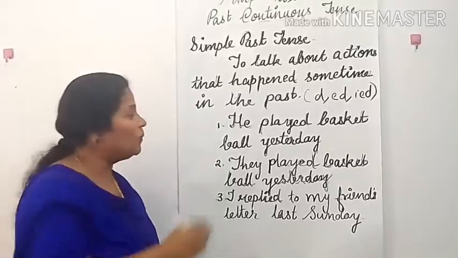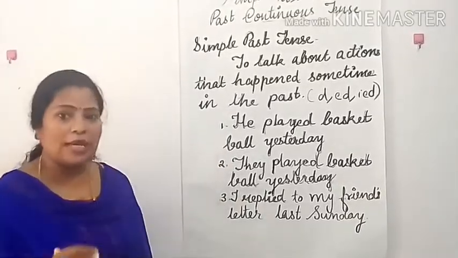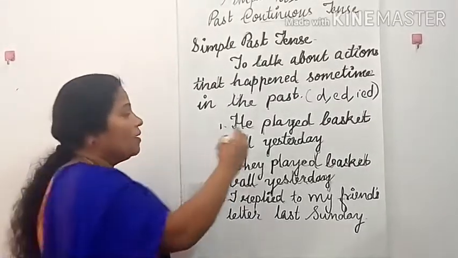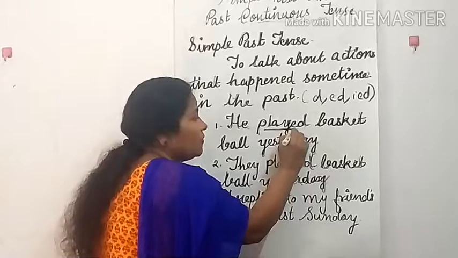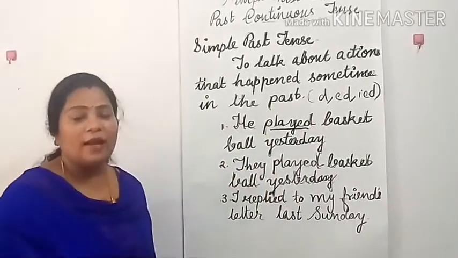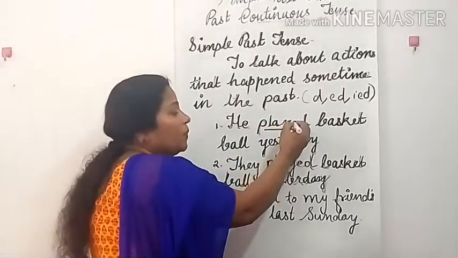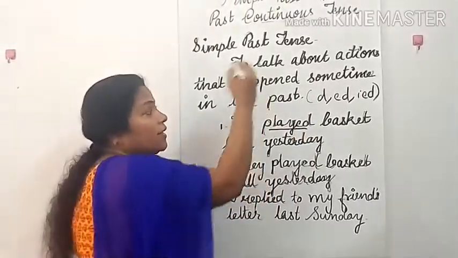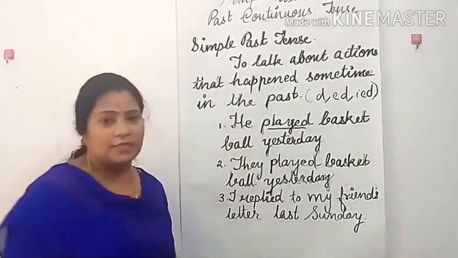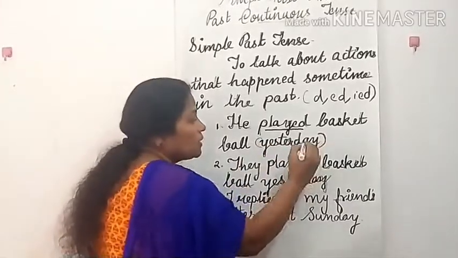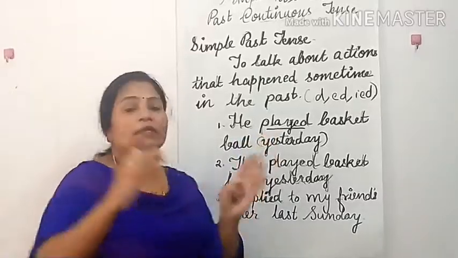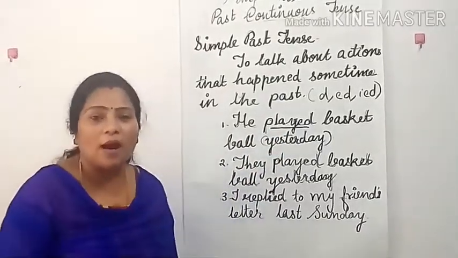The first one we have, he played basketball yesterday. See, this is a simple past tense. We have the verb over here, play, and it is changed to ed, played, and by adding ed to the verb, it shows that it is in the simple past tense. He played basketball yesterday. Now, yesterday shows the time. That means the action happened somewhere in the past.